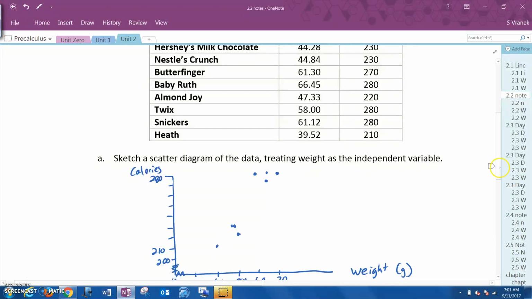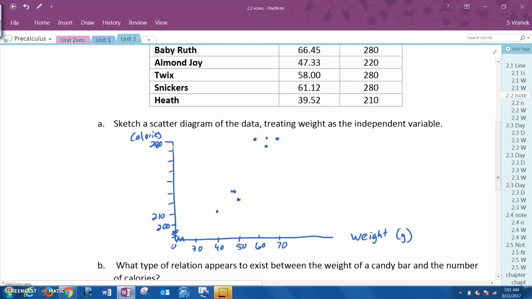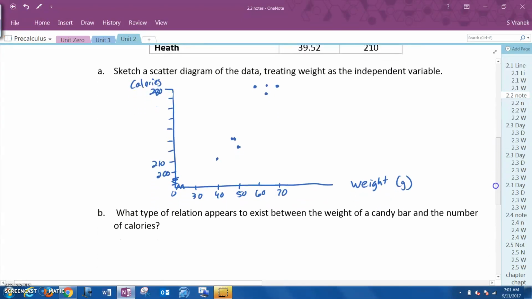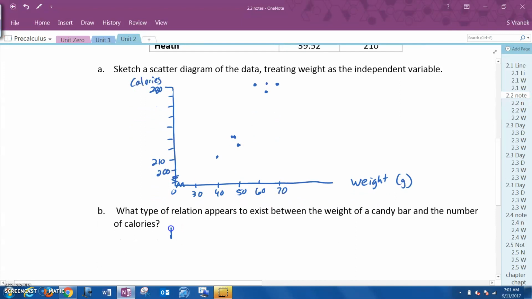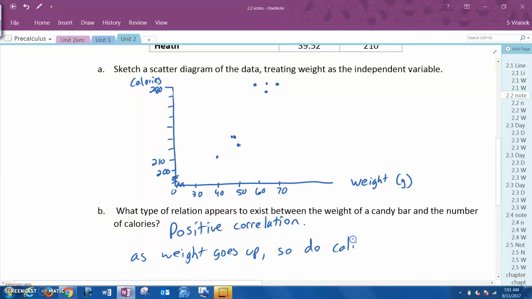Okay, so if you look at this data, you can see that there's a positive correlation. It's not perfect, but there is a positive correlation. And that is the type of relationship that exists here. So we'll say it's a positive correlation, which means that as weight goes up, so do the calories. Which makes sense. More food, the heavier the food, the more calories it is. Especially when we're dealing with candy.